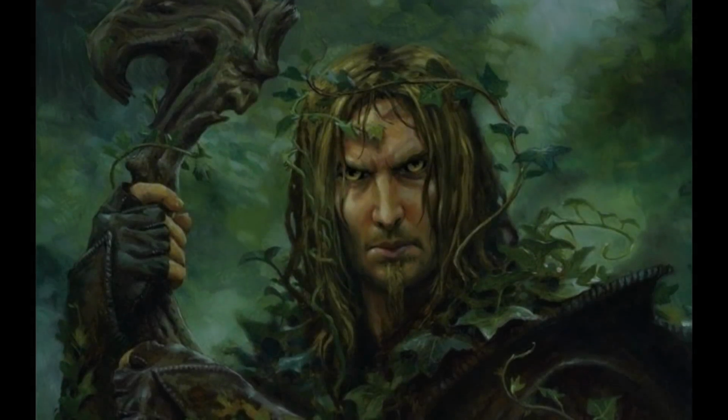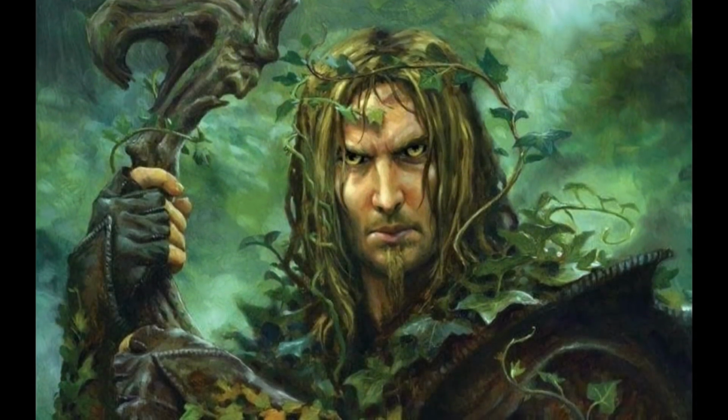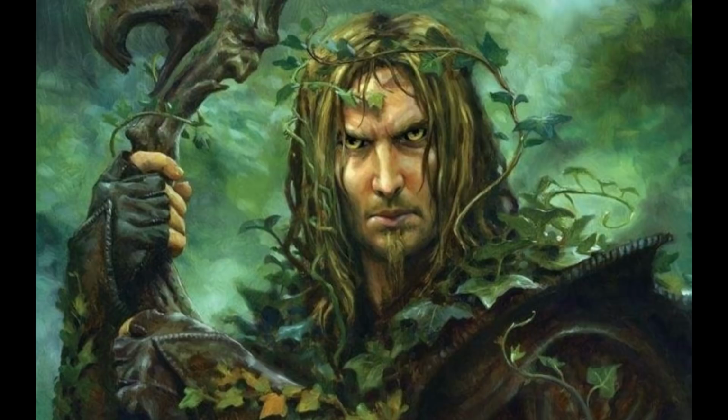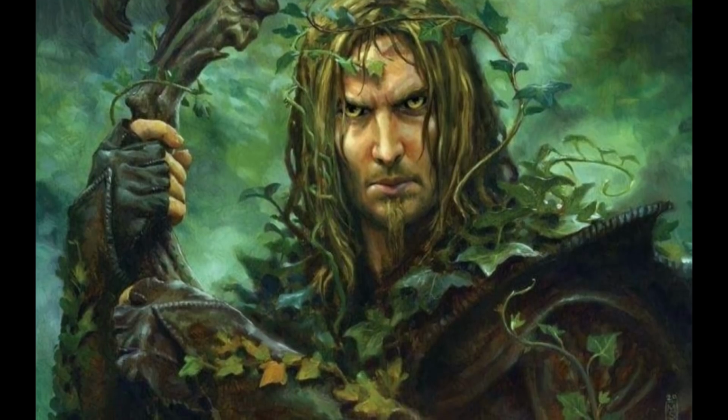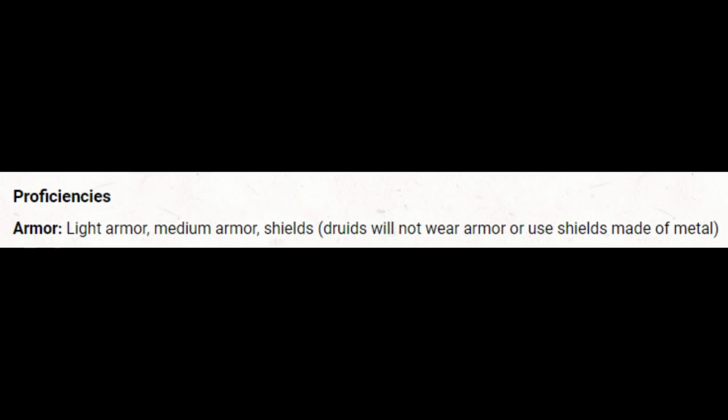Here's another example where the gap in the rules between what you can do and what you can't do is the difference between practical and theoretical optimization, and that would be Druid armor. So with the Druid, if we look at the class features, they have armor proficiency. They have proficiency in light armor, medium armor, shields, but then it says in parentheses that a Druid will not wear armor that has metal in it. But there is a difference between saying that they won't wear armor and that they can't wear armor.